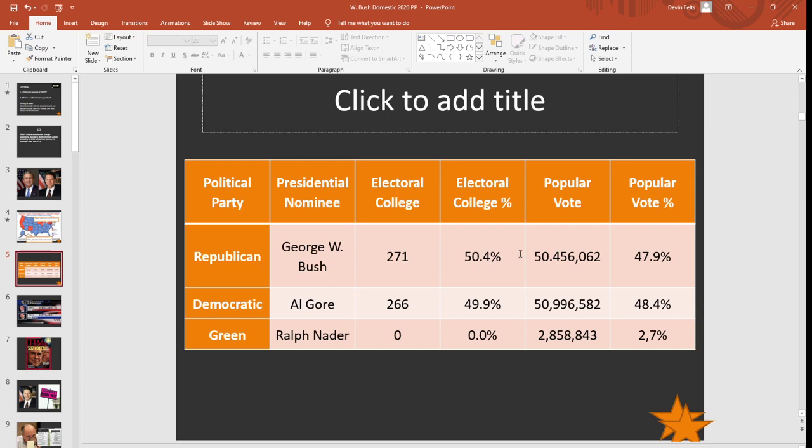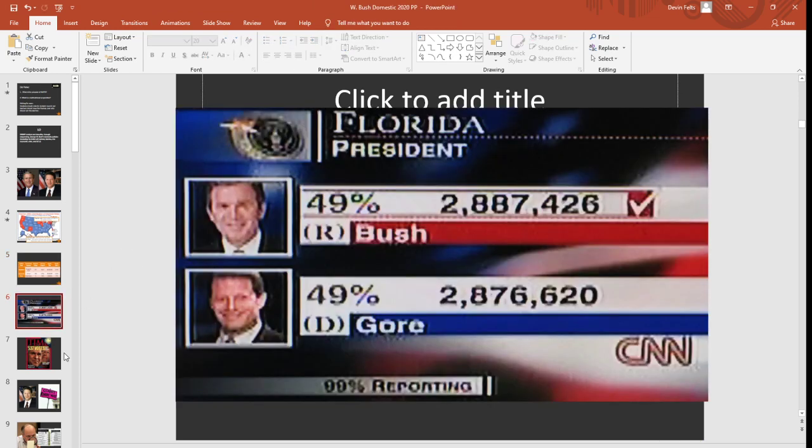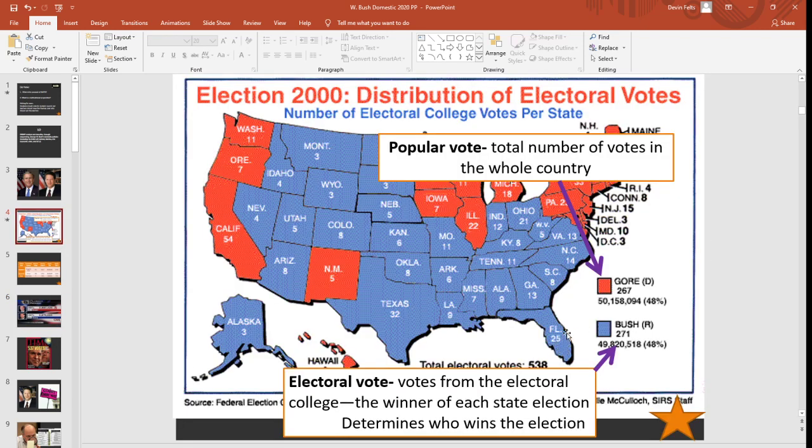Sorry, I'm getting these numbers backwards. Bush lost the popular vote, but Bush won the electoral college vote, right? At the end of this race, there was one state that had a really, really close tally, and that was Florida.